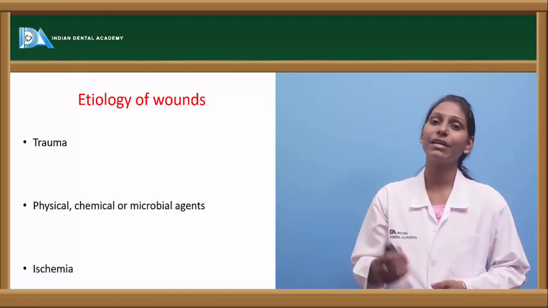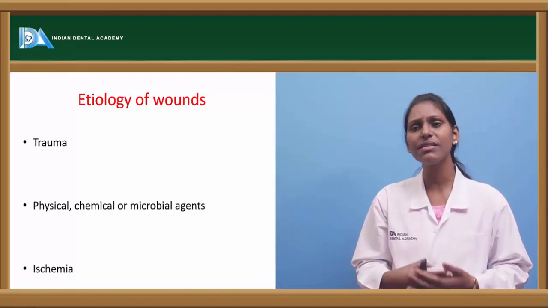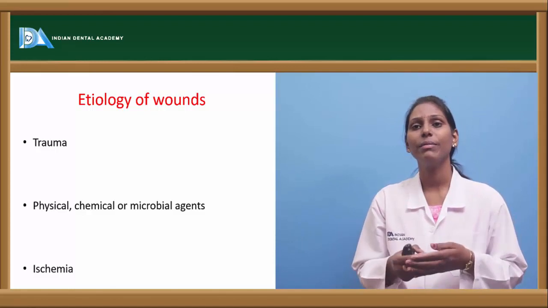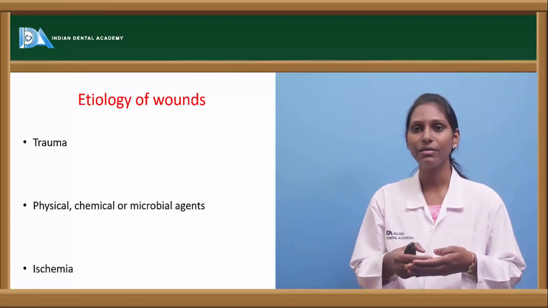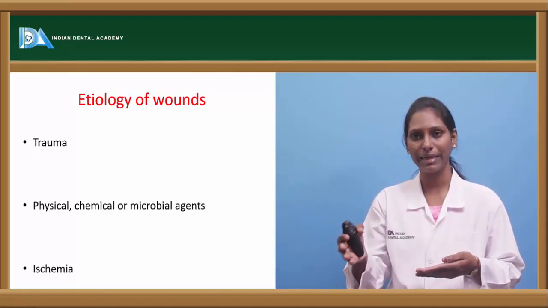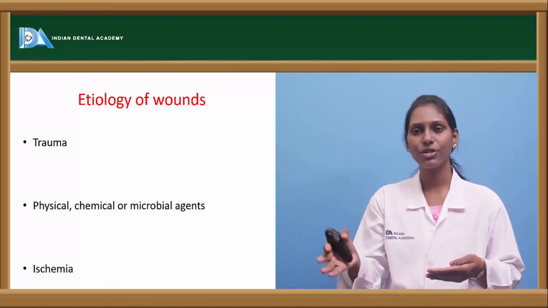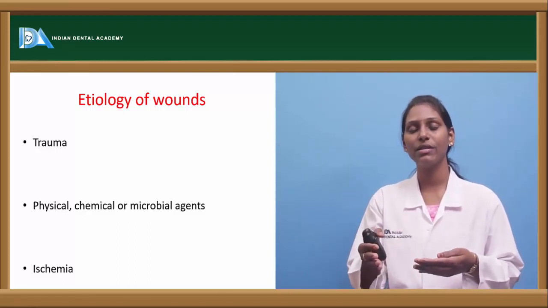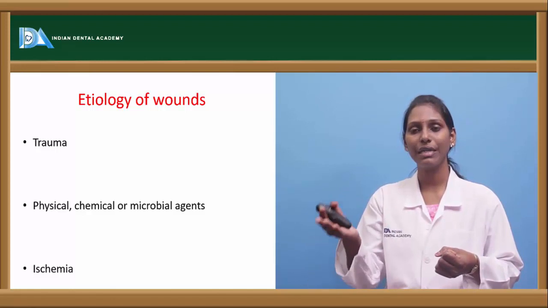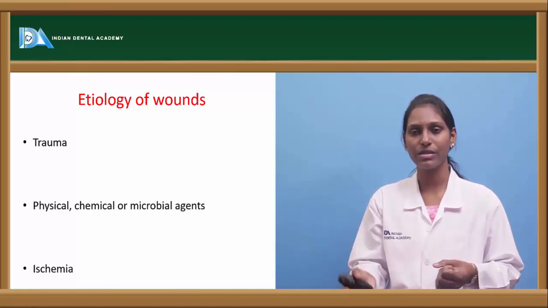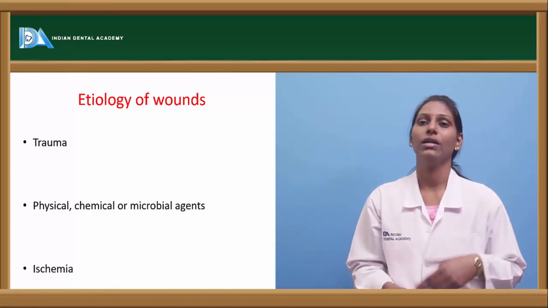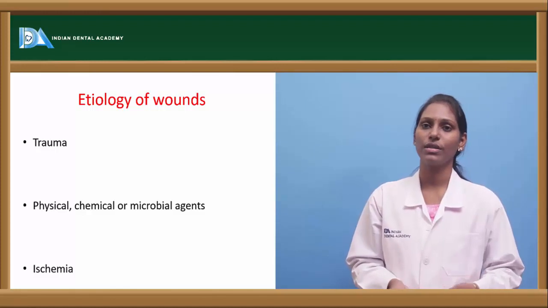Another very important one is ischemia. In ischemia, there will be a block of the blood vessel, so the tissue that has to be supplied by this blood vessel will be hypoperfused, leading to ischemia and localized necrosis, and there can be a wound there. So this is also one kind of wound.